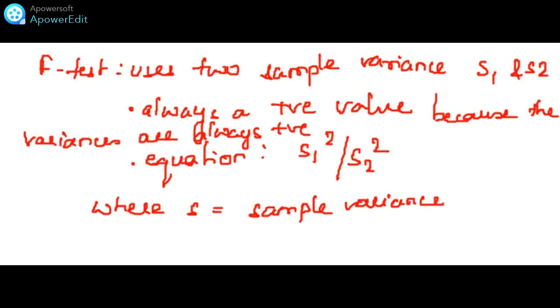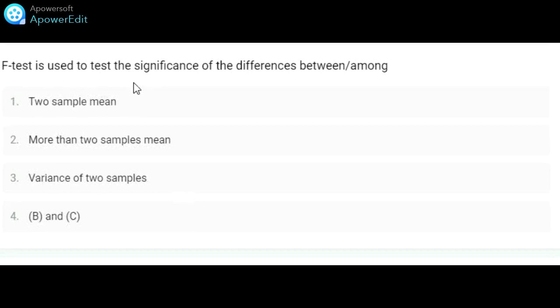Coming to the question now. The F test is used to test the significance of the difference between or among more than two sample means, and the variance of two sample means. Just now we discussed this.